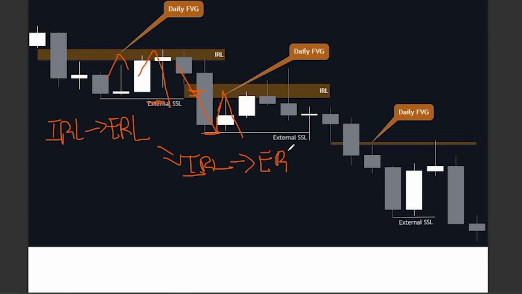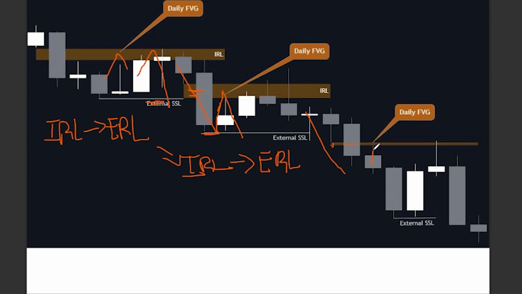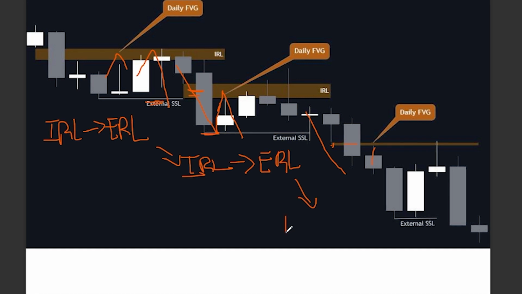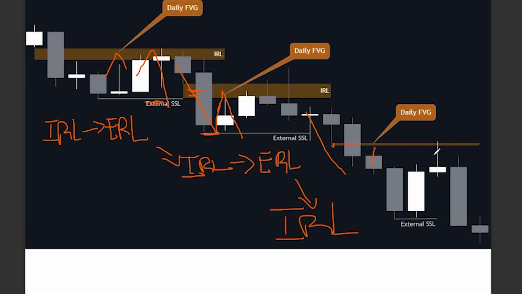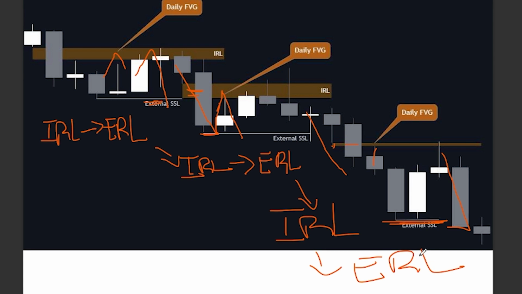Now let's move forward again. We pushed through the external liquidity and then here you can see we created a fair value gap and retested it. Now again you might see a pattern here. We went from external to internal liquidity again. Now we rejected off this internal liquidity and came and took this external sell side liquidity. Again you can see we have created external liquidity.